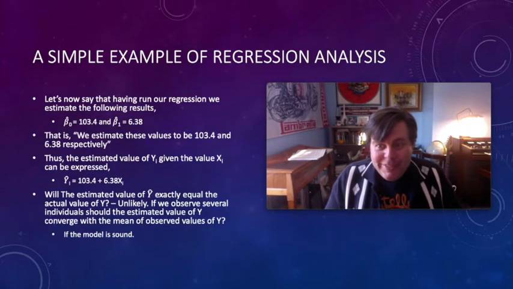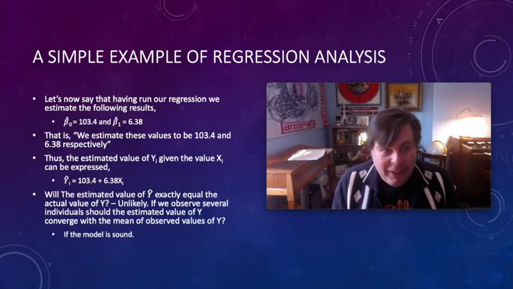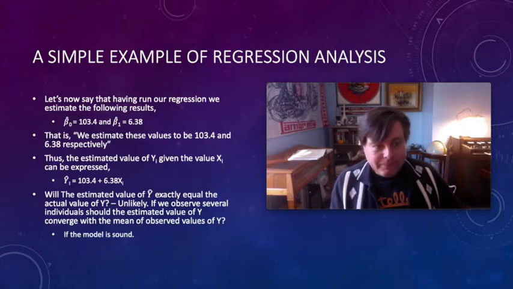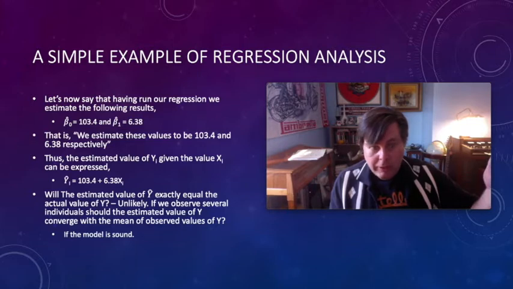So let's say we collect a bunch of data about weights and heights, and we get these estimated beta 0 and beta 1. Beta 0 is the intercept term, more on that later. And beta 1 is our relationship. So we can write this: the estimated value of y can be calculated in terms of x.